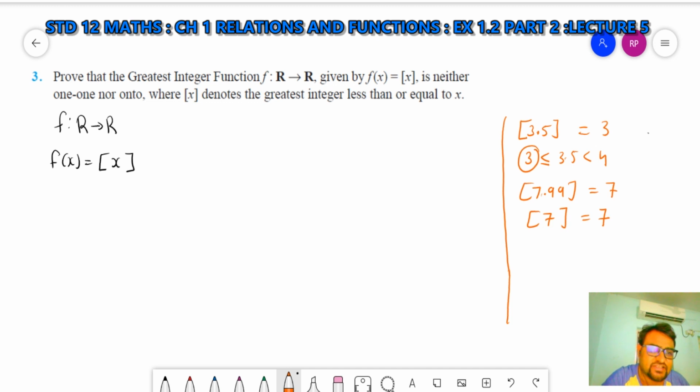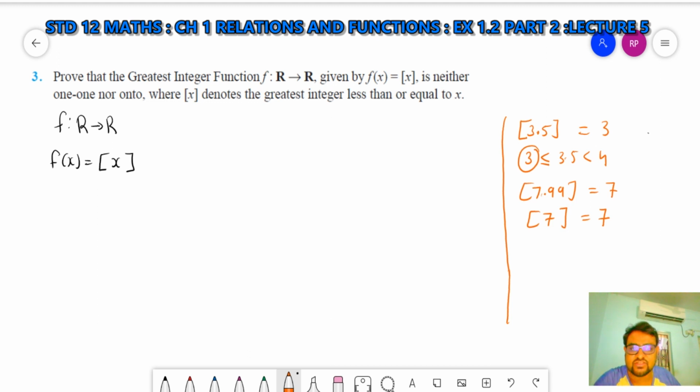If it was the least integer, then here the answer will be 4, here the answer will be 8, and here it will be 7. If you are taking an integer, then whether it is the greatest integer function or the least integer, in both cases the answer will be that integer. So this is a quick revision. What is the greatest integer function? Clear? So now you have to prove not 1-1, not onto.